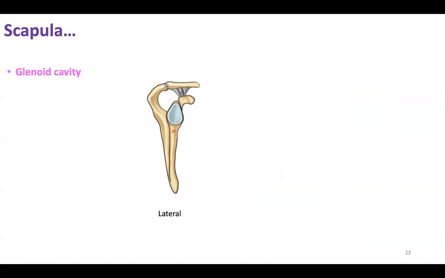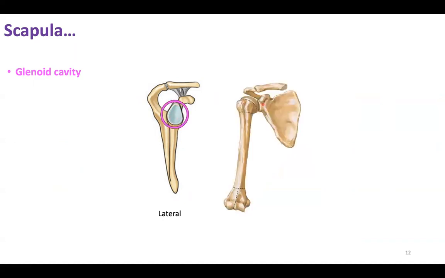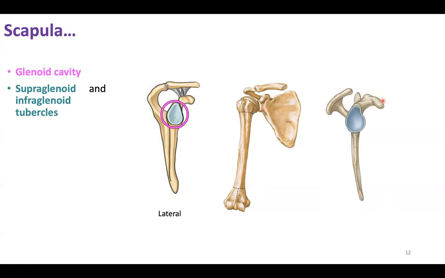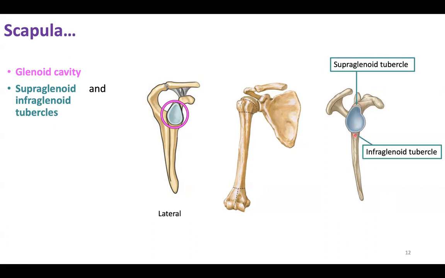And on its supralateral part, or when we see the lateral surface of the scapula, there is a shallow depression, which is known as glenoid cavity. So this glenoid cavity articulates with the head of humerus, and it forms the glenohumeral or shoulder joint. And above and below the glenoid cavity, there are 2 small bony projections, which are known as supra and infraglenoid tubercles.